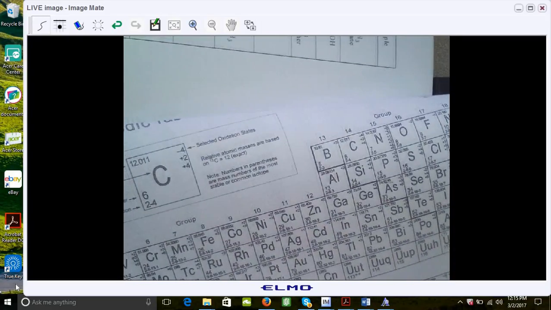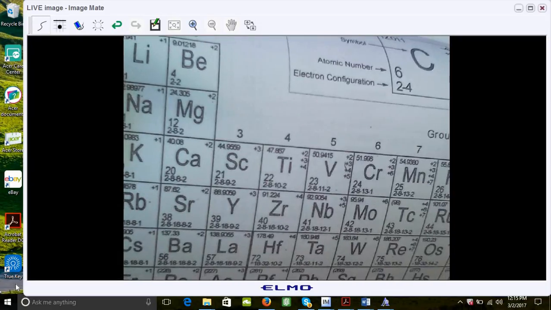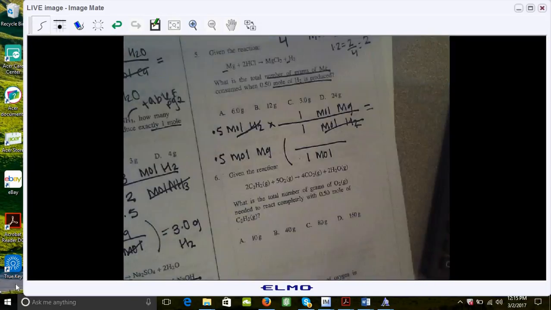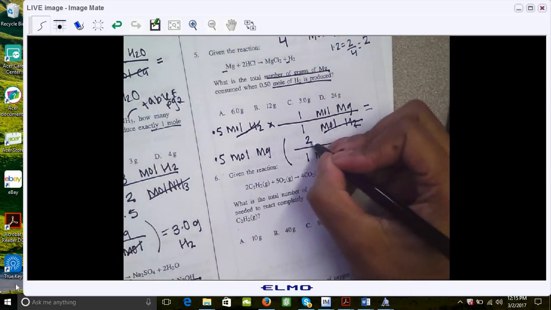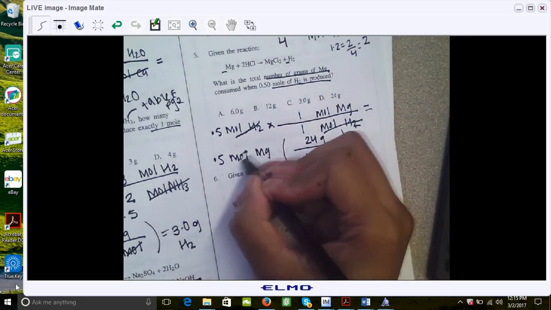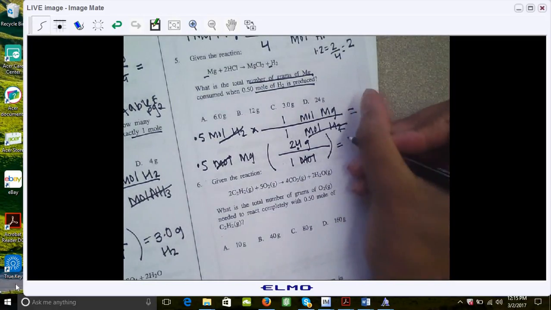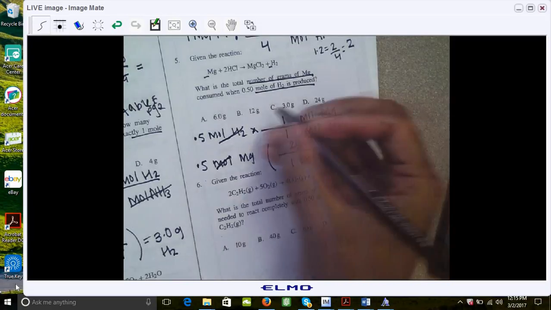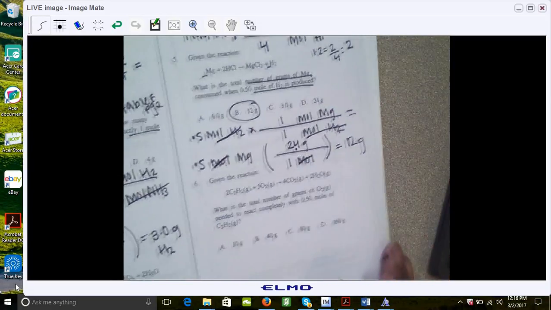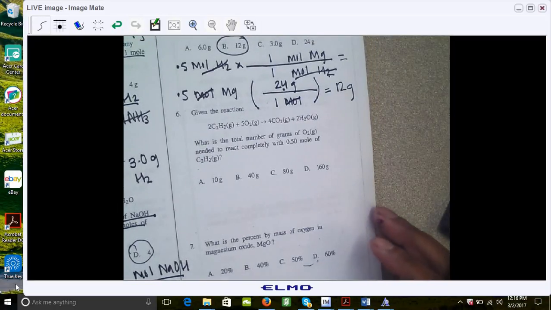Mg. If we look at Mg, it's 24 grams. So my moles cross out. I do 0.5 times 24, and that's going to give me 12 grams. Answer being B.